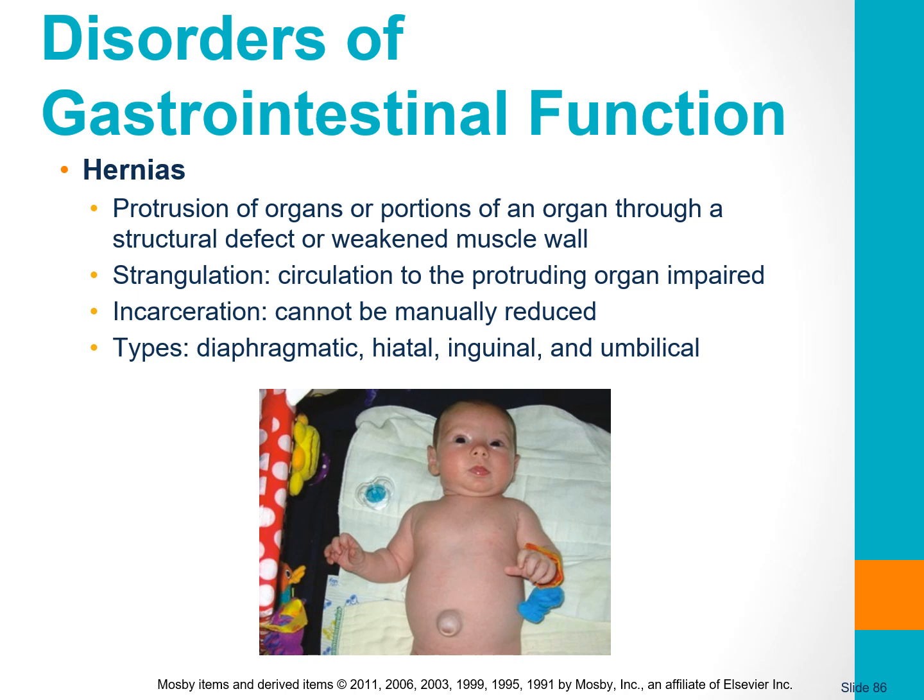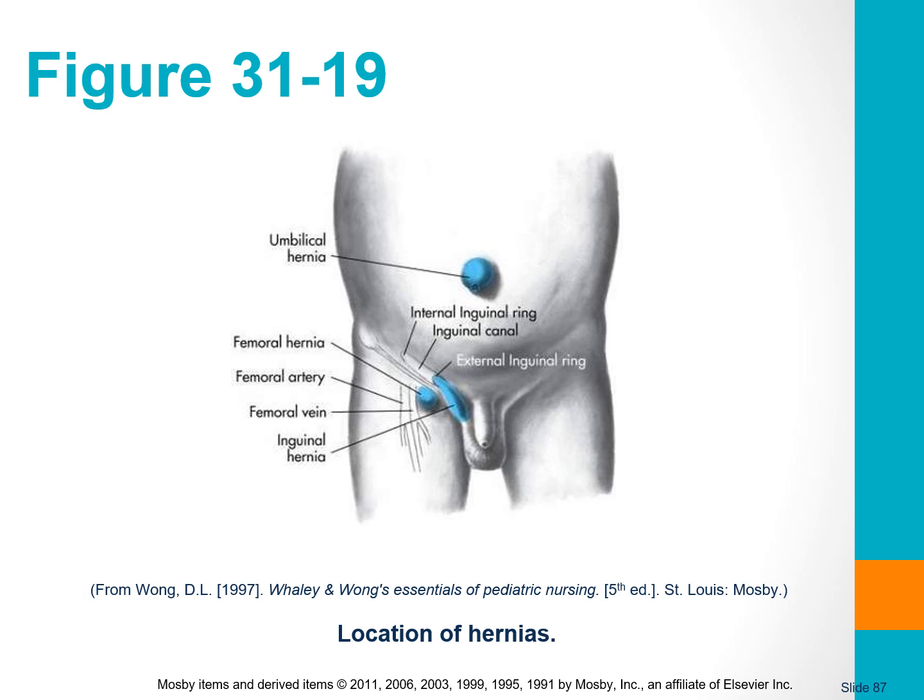So in this next photo, you're going to see the locations for these. So umbilical, inguinal. So as you can see in those locations, you can have different organs protrude through those, but we're worried about them being able to be palpable.